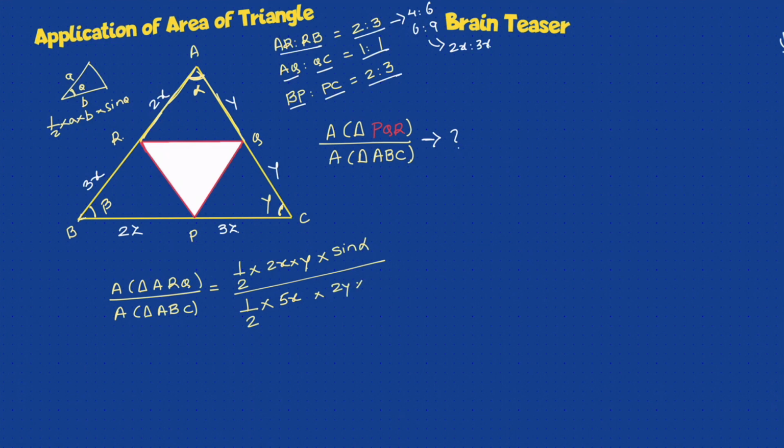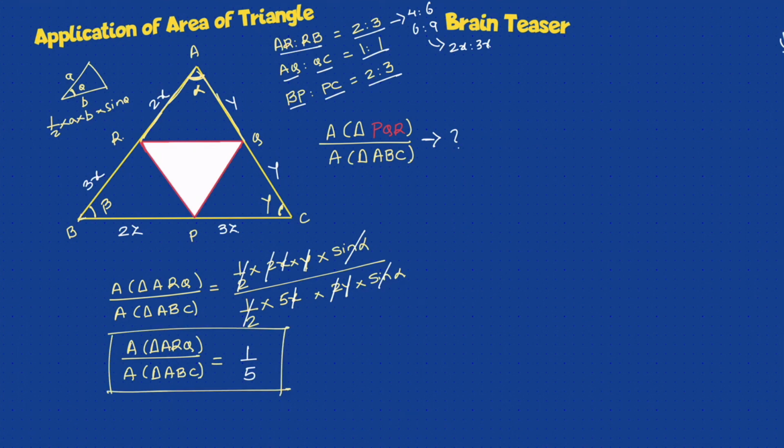Take area of triangle ABC: half into 5x, right? If you can imagine, it's a big triangle. 5x into what? 2y, y plus y, into sine alpha. Take a ratio, what will happen? Everything gets cancelled and I get the ratio 1:5, which means the area of triangle ARQ is 1 as compared to the area of triangle ABC, which is 5. I'm comparing ARQ with ABC.